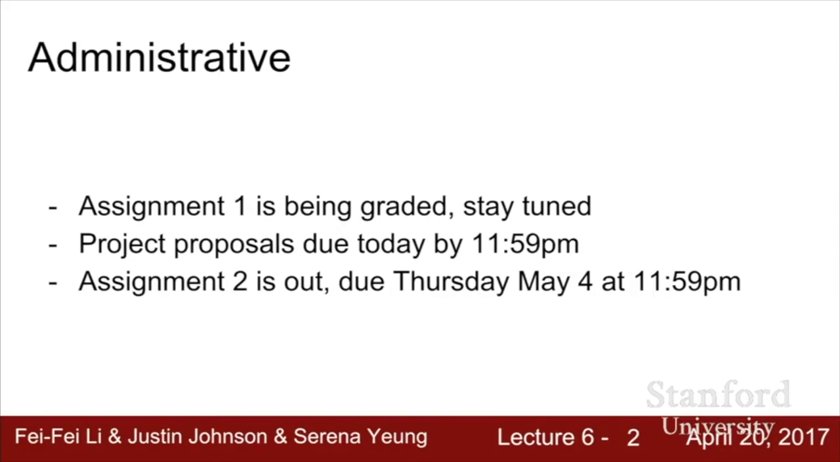As usual, a couple administrative notes before we get into the material. As you all know, assignment 1 is already due. Hopefully you all turned it in. Did it go okay? Was it not okay? Rough sentiment? Mostly okay? Oh, okay, that's good. Awesome. We're in the process of grading those, so stay tuned. We're hoping to get grades back for those before A2 is due.